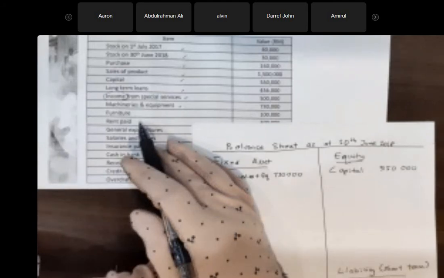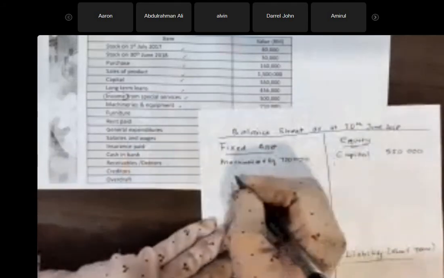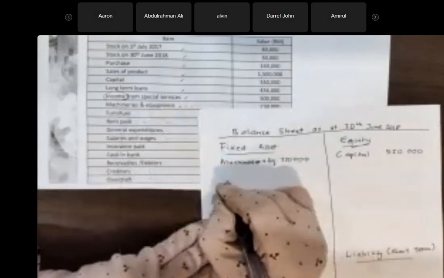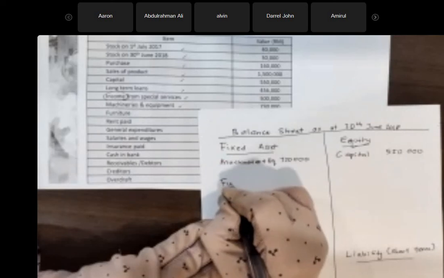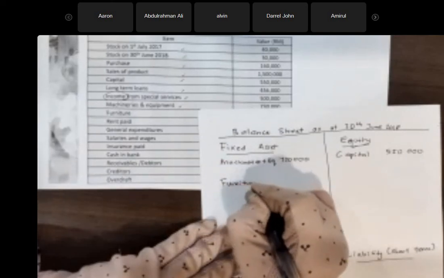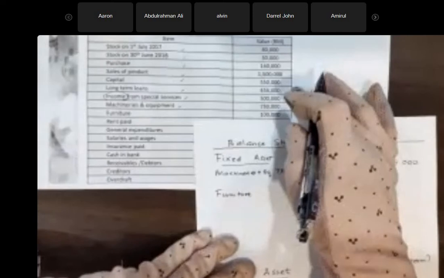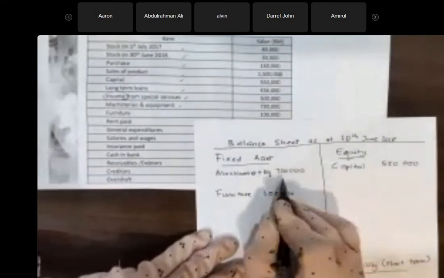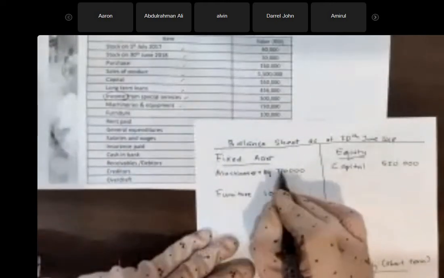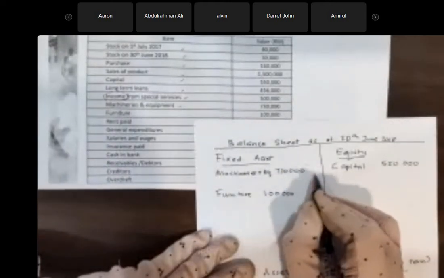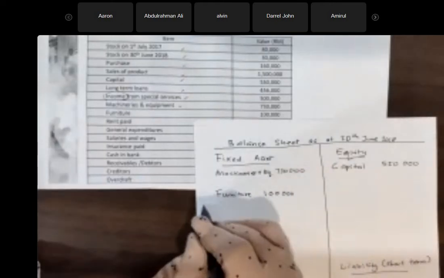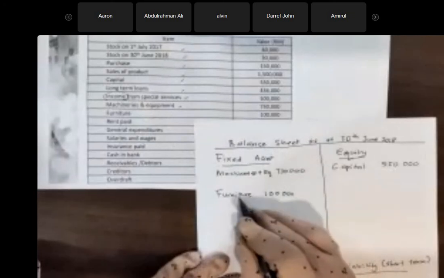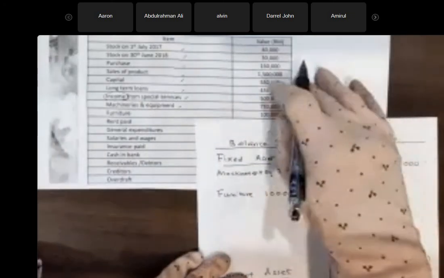Fixed asset. Okay, good. Faizul Nasir, furniture. So we will put here fixed asset, furniture. Okay, furniture 100,000. If we know that there is no depreciation, normally we put it here. Furniture we will have something here. Just leave it after this. Then we will do something here. Okay, furniture 100,000 ringgit.